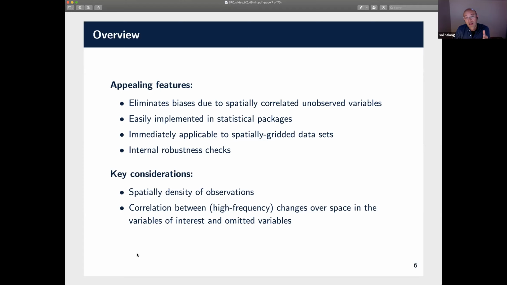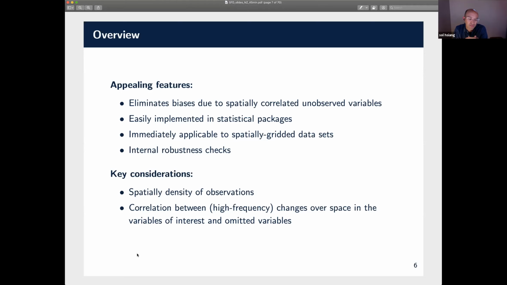Another benefit is that we are increasingly encountering and having available to us large gridded data sets of all sorts of different variables. In a gridded environment, this is particularly easy to implement. And the last thing I'll show you is that we've devised a variety of fairly creative internal robustness checks that let you check your estimates in ways that aren't really comparable to anything in the more traditional approaches.